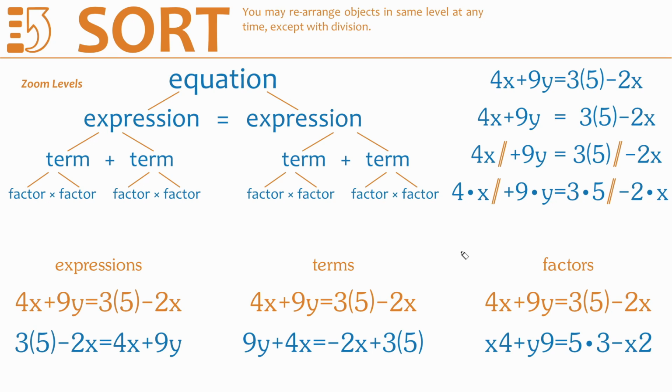Knowing that, we are then able to rearrange things. So let's look at our zoom levels with our example here on the right. We start with an equation, 4x plus 9y equals 3 times 5 minus 2x. So first, we separate out. I'm just using spaces here. There's no requirement. This is just a visual aid. So we have our expression on the left equal to our expression on the right.